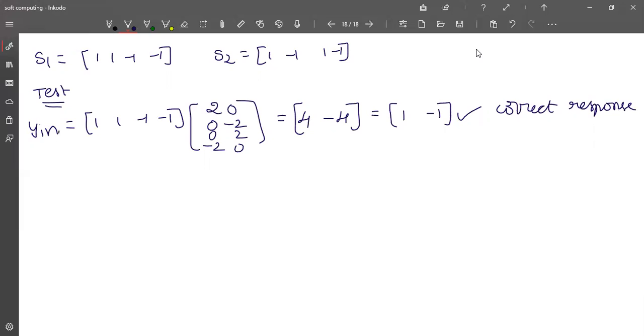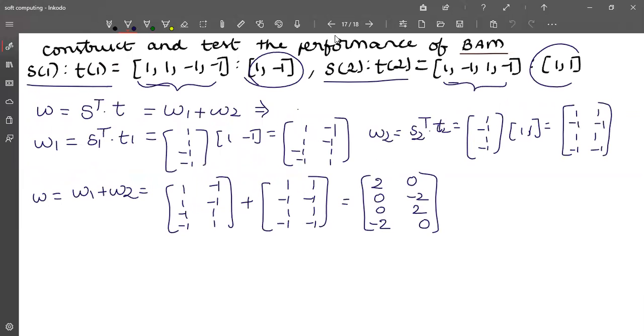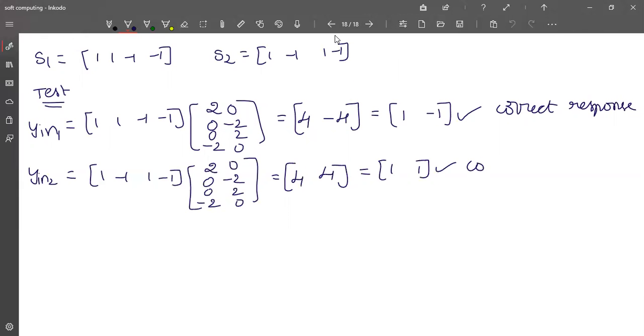Now let's test the second input vector. Let's find y in. 1, minus 1, 1, minus 1 into our obtained weight, 2, 0, 0, minus 2, 0, 2, minus 2, 0. Now let's compute it. 1 into 2 and minus 1 into 2, so 2 plus 2, 4. And minus 1 into 2, 2, and 1 into 2, 2, 4. Which gives us 1 comma 1 after applying the activation function. So if you see this 1 comma 1, that is the target of the second input vector. So we have obtained the correct response.